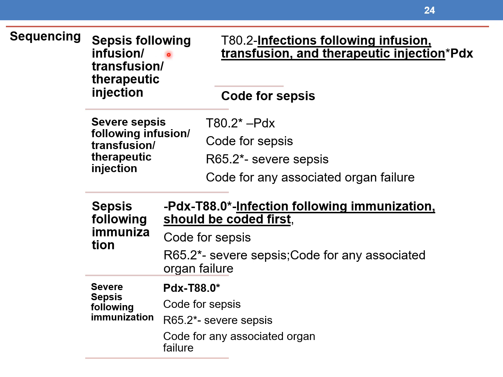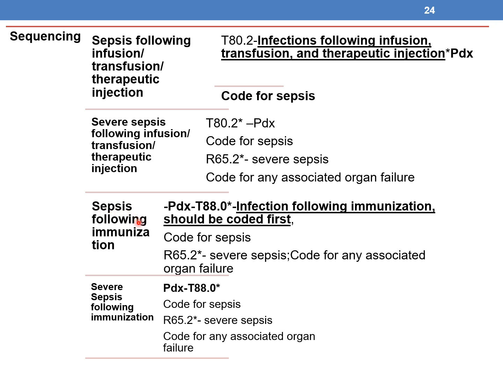Now here you can see sepsis following infusion, transfusion, therapeutic injection. For sepsis following infusion, transfusion or therapeutic injection, the first PDX should be from the category T80.2, which is nothing but infections following infusion, transfusion and therapeutic injection, followed by the code for sepsis as SDX. And the second case is severe sepsis following infusion, transfusion and therapeutic injection. This is for sepsis and this is for severe sepsis. If there is severe sepsis, like previously, the T80.2 series should be coded first as PDX, followed by the code for sepsis, and followed by the code for severe sepsis, and any associated organ failure should also be coded additionally.